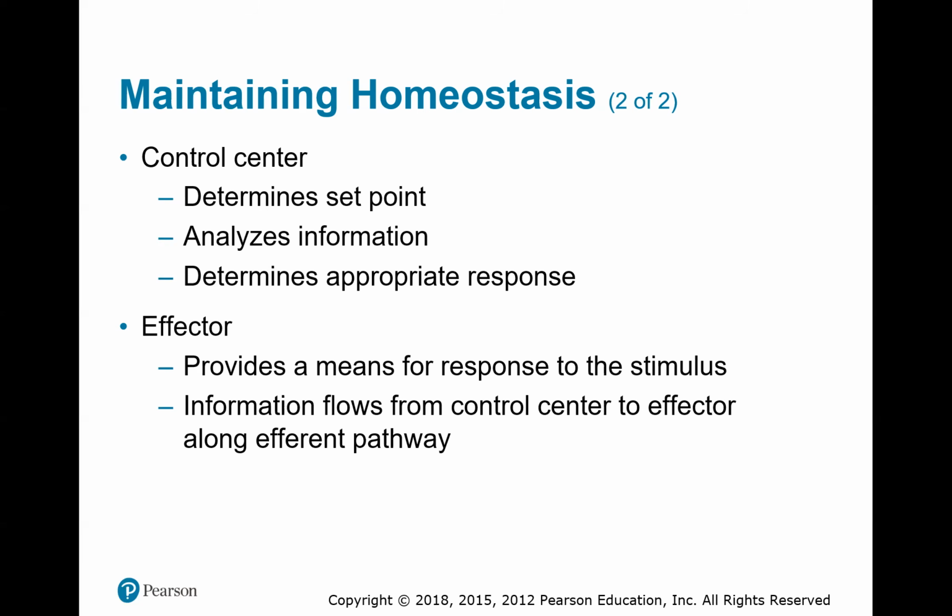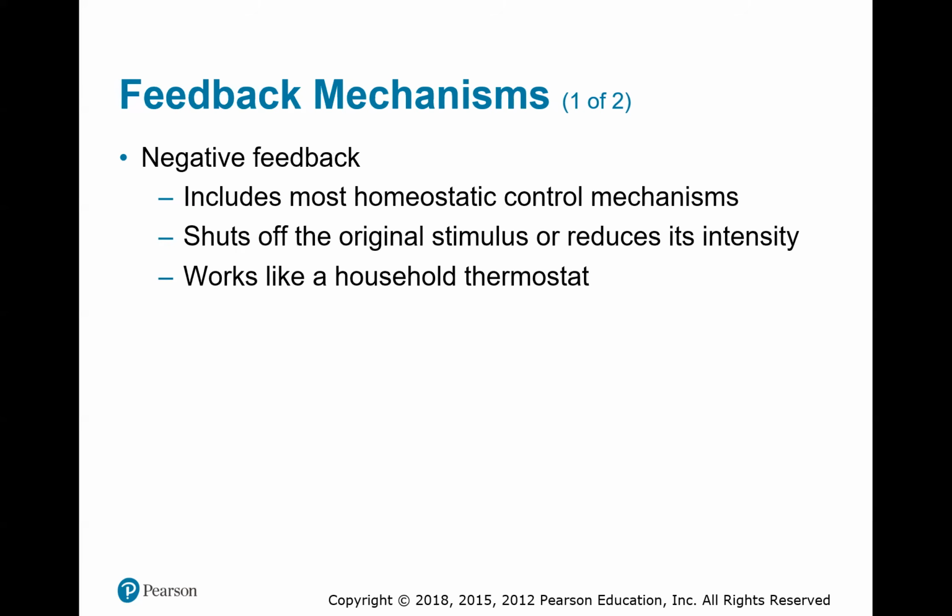And the effector is going to provide a means of response. It's going to take that information and run it down this, what we call efferent pathway. And so this is where we get to some feedback systems. The two major feedback systems that we'll discuss are positive and negative feedback. Negative feedback is usually the method of control. It is most homeostatic control mechanisms.